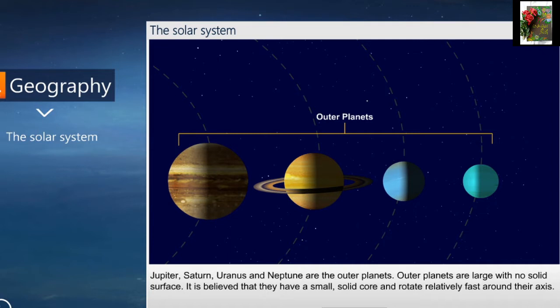Jupiter, Saturn, Uranus and Neptune are the outer planets. Outer planets are large with no solid surface. It is believed that they have a small, solid core and rotate relatively fast around their axis.